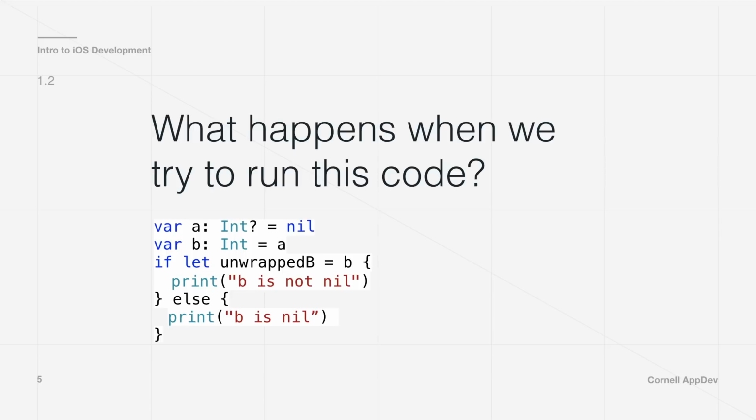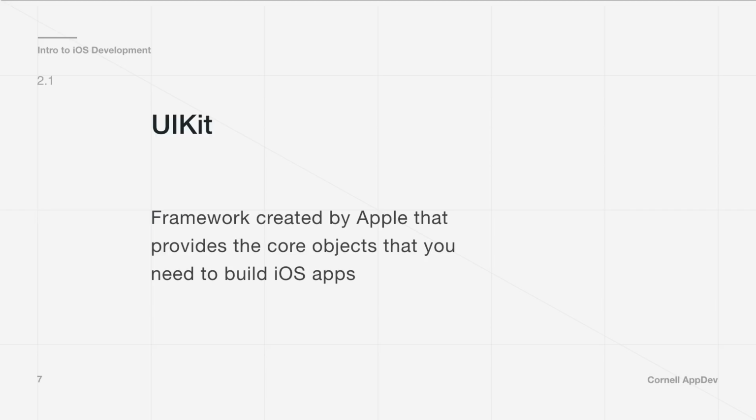Second one, what happens when we try to run this code? I'm not sure, but I think it would give an error because B is not an optional int, it's a regular int. Yeah, exactly. Since A is of type optional int and B is of type int, we'll actually get an error because optional ints can be nil, whereas variables of type int cannot be nil. So unless we safely unwrap A, you can't set B to A. Good? Alright, cool.